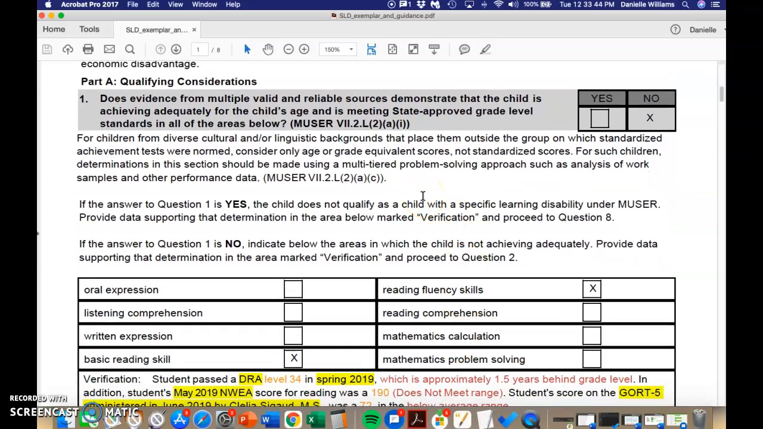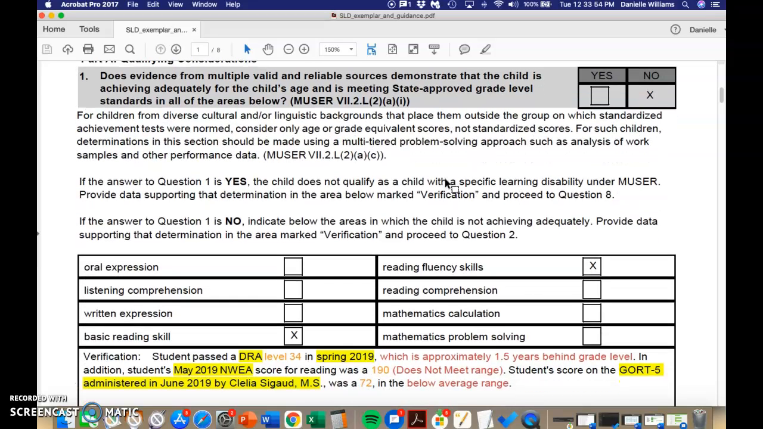The first thing that you need to indicate on this form is whether or not the student is achieving at a state-approved grade level in terms of their academic achievement. If the student is achieving at grade level, you would say yes, and then this form is really fast, because if you say yes to number 1, you are all done, and you provide your verification down here and then proceed all the way to the end of the form.